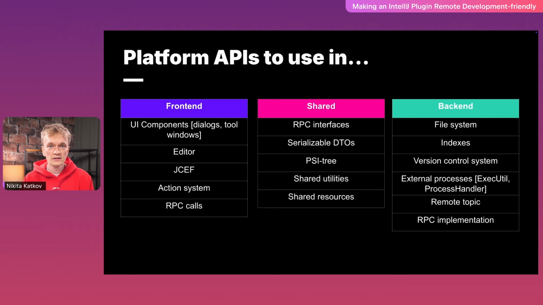The PSI tree is here again, because usually it is a shared entity, in fact. Frontend does need it because it handles typing, while backend might need it to perform some heavy and possibly even project-wide analysis, like inspections. The next thing in the list is remote topic. It's a sort of reverse RPC, meaning that it's a backend-initiated signal to the frontend. And last, RPC implementations belong to backend as well.